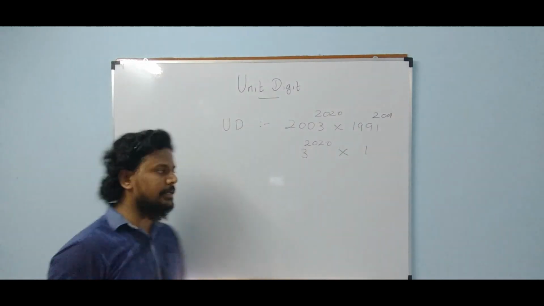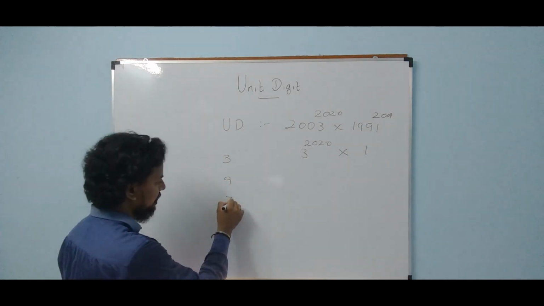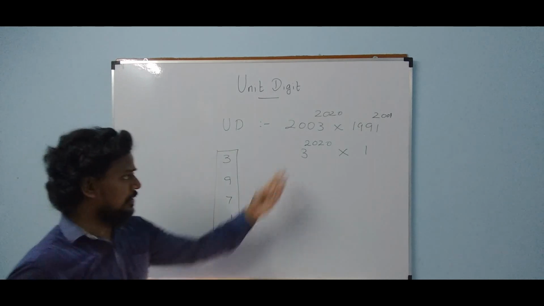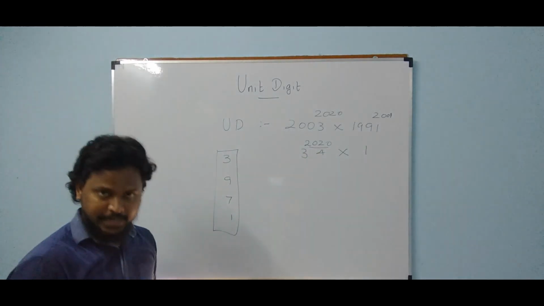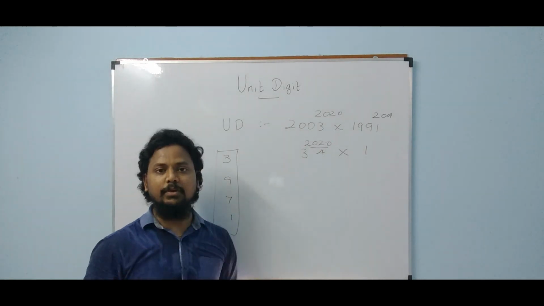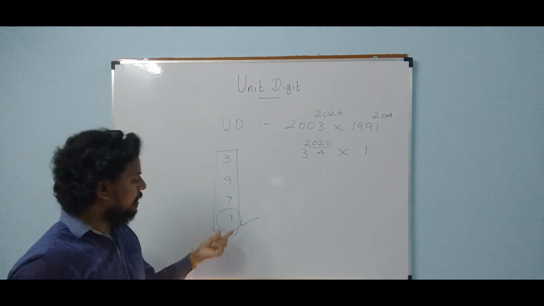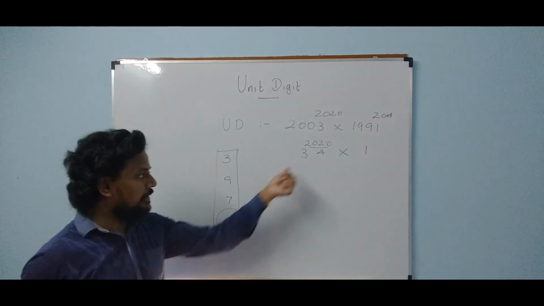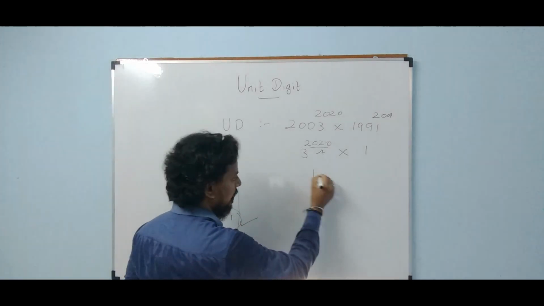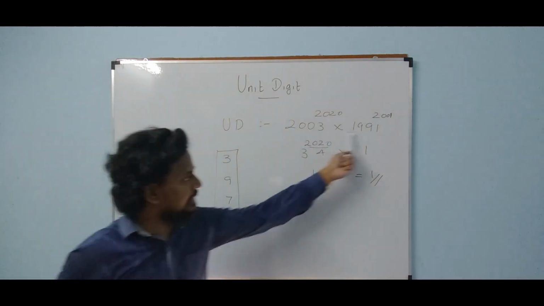For 3, what is the cycle? 3, 3 squared is 9. The next two steps: 3 plus what number is 10? 3 plus 7. 9 plus what number is 10? 9 plus 1. So it is 3, 9, 7, 1. Divide the power by 4. 2020 is an exact multiple of 4, which means it is completely divisible with no remainder. Therefore, take the last step, the last answer of the cycle of 3, which is 1. So take 1 into 1. The final answer is 1. So the unit digit of this expression will be 1.